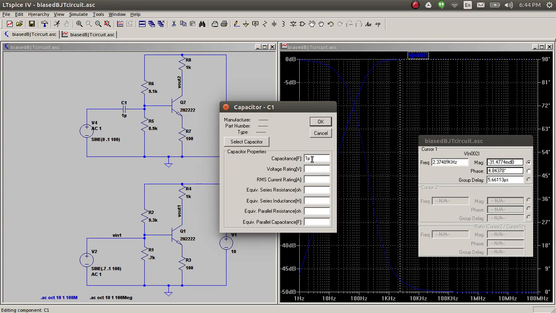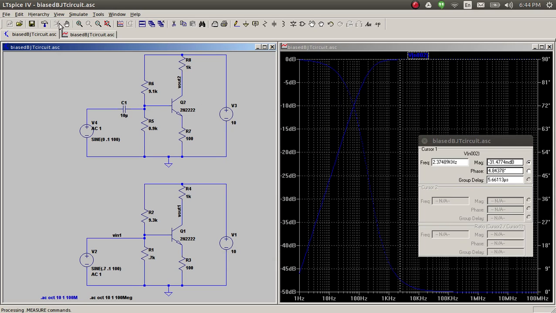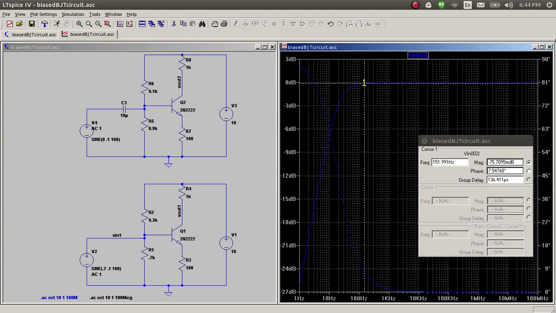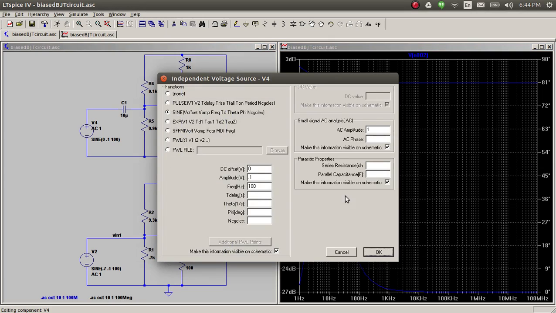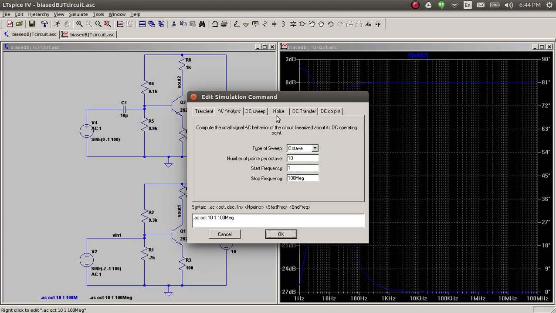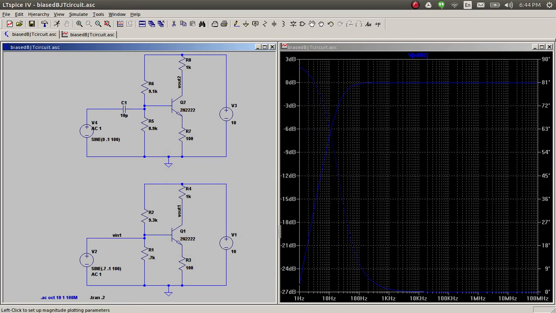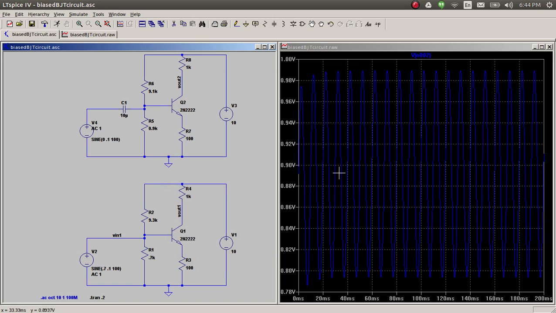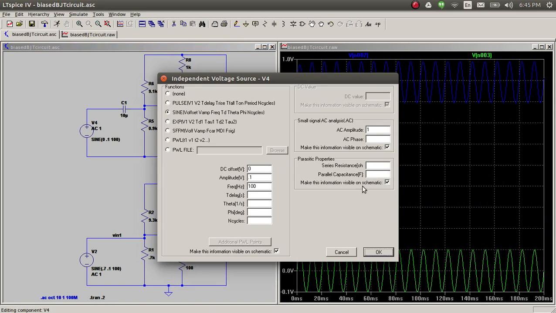Now even if I put something like 100 micro or maybe even 10 microfarads and run the simulation, I can see that even at 100 hertz, your signal is actually coming through. So let's do that. 100 hertz, we already have 100 hertz, and instead of the AC, we'll just do the transient. So now I see my input signal, and I'll just put it at 0.9 so we can compare the two.